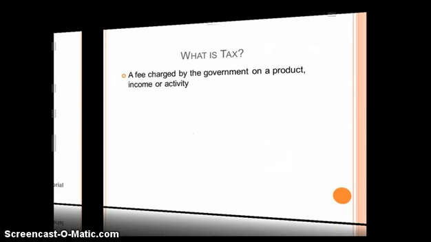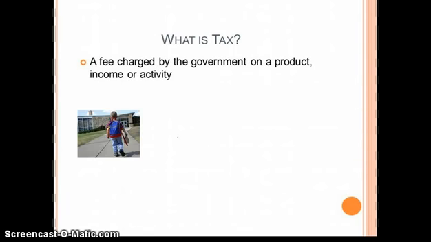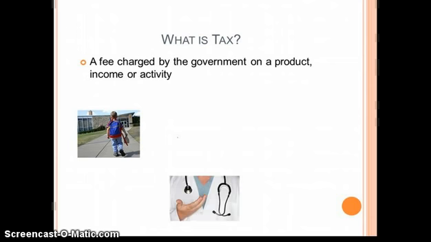The first thing we're going to talk about is what is a tax. A tax is a fee charged by the government on a product, income, or activity. Remember students, no one likes to pay taxes, but everyone is required to do so. Some of the things that our tax money is used to fund are our public schooling, healthcare costs, and other things like maintaining the roads that we drive on.